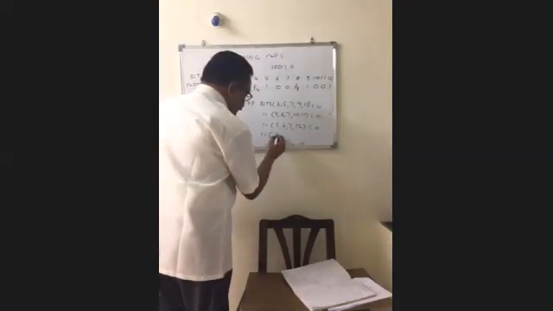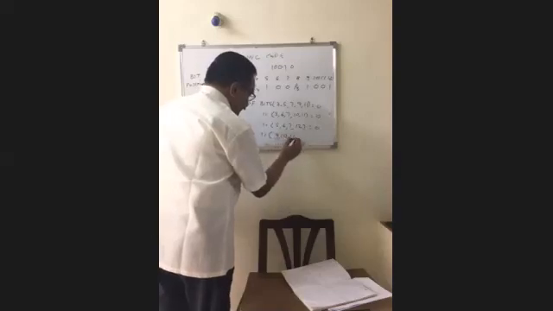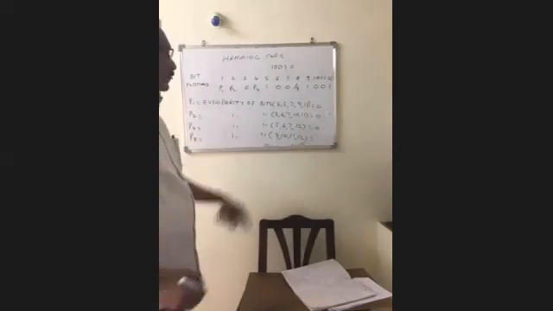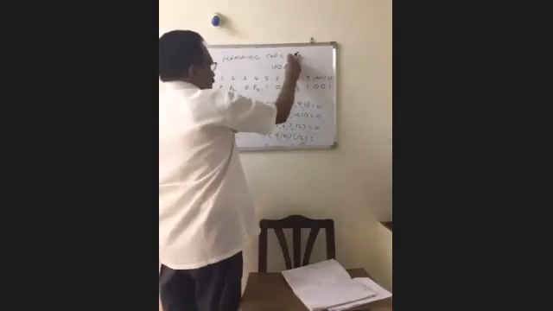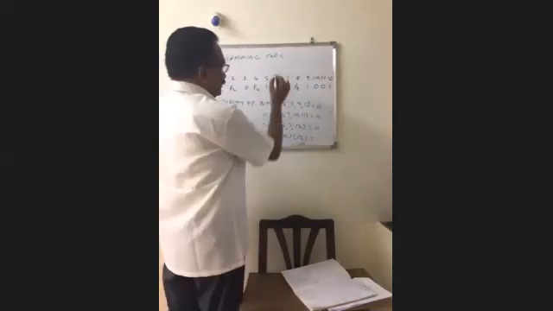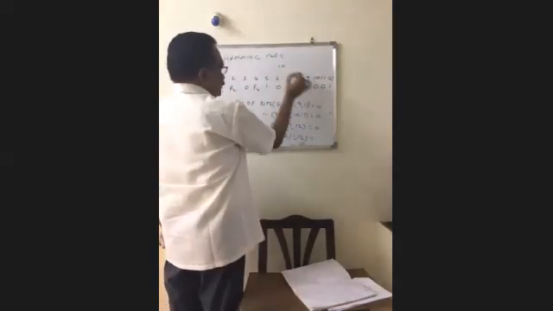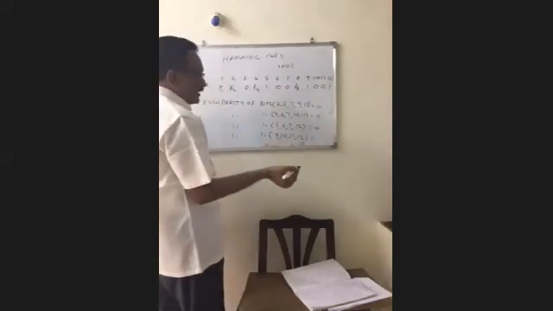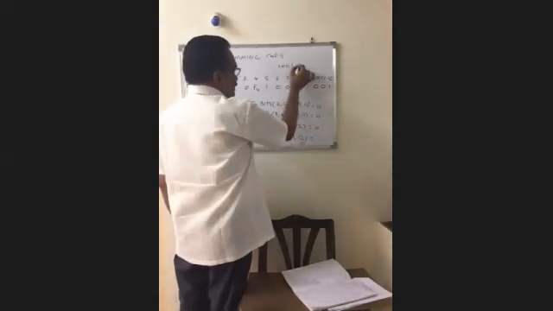9, 10, 11 and 12. So what is the 9th bit position? 1, 10, 0, 11, 0, 12, 1. What is the even parity bit? In this case, it is also equal to 0.